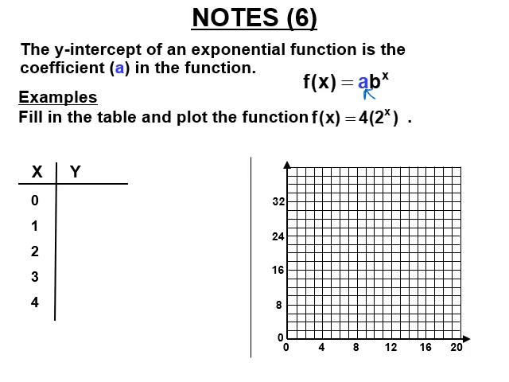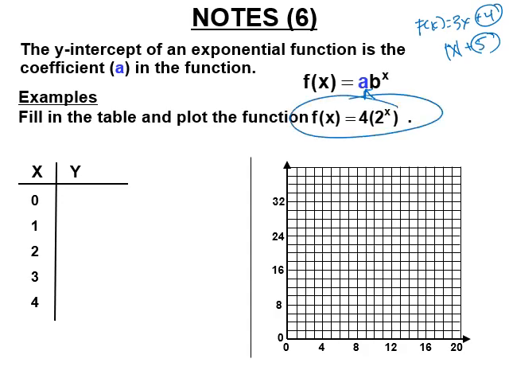Usually when we did linear functions, the y-intercept was out there. And when we did absolute value functions, we didn't do one that complicated. If you did the absolute value of x plus 5, the y-intercept was out here. It's totally different for exponential functions, so be aware of that. So let's graph this one. f of x equals 4 times 2 to the x.